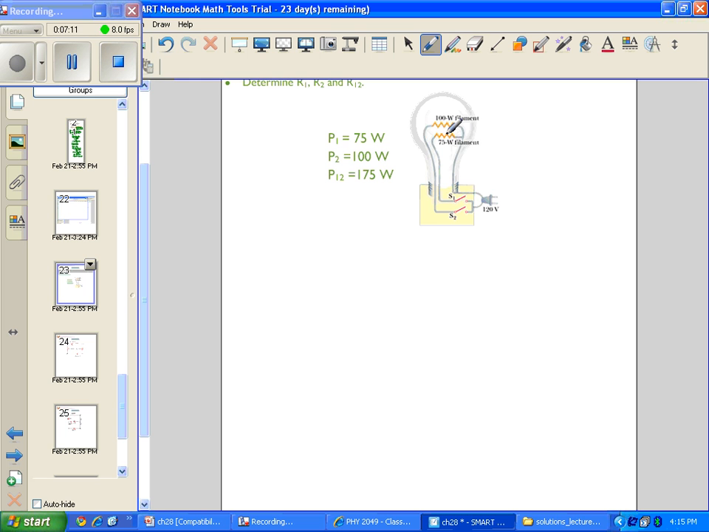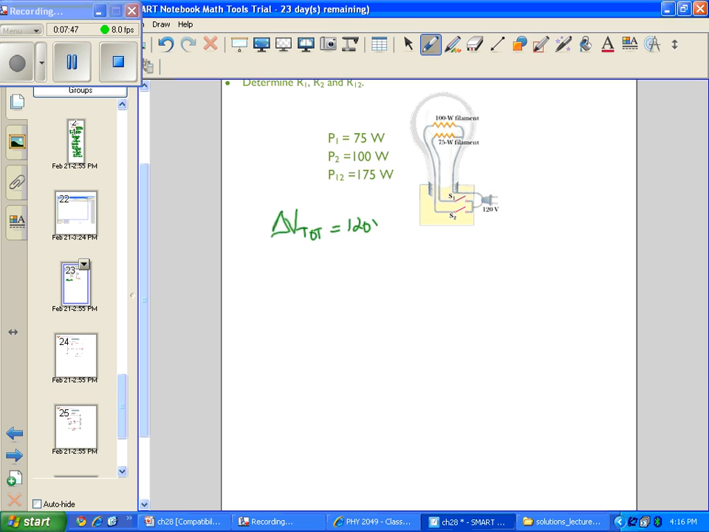Some of it goes to the 75 watt filament, some of it goes to the 100 watt filament, and the combination of those two, since we have a split or a junction, makes these resistors connected in parallel. But we know, of course, that the sum of the power delivered equals P1 plus P2, which is, of course, 175 watts.